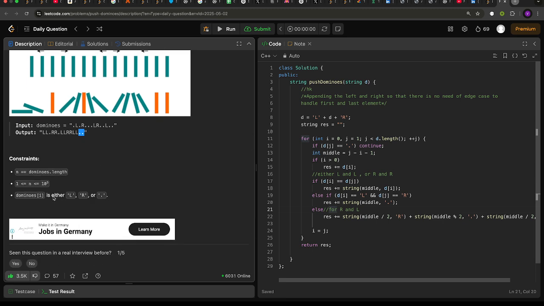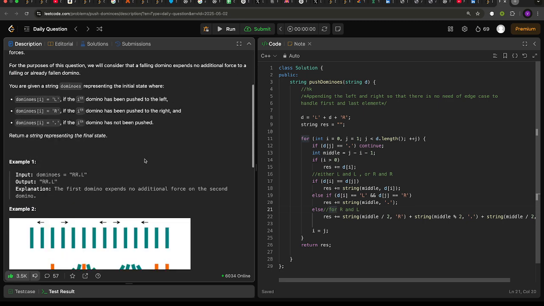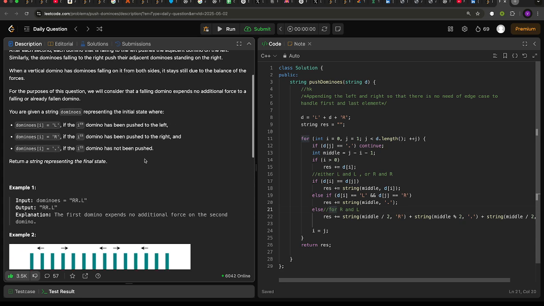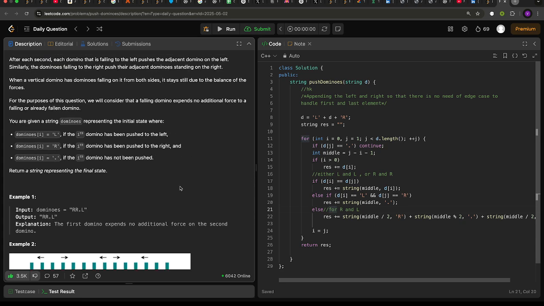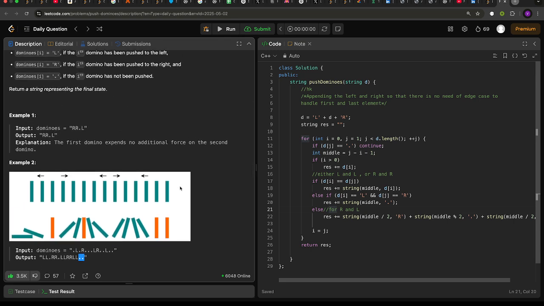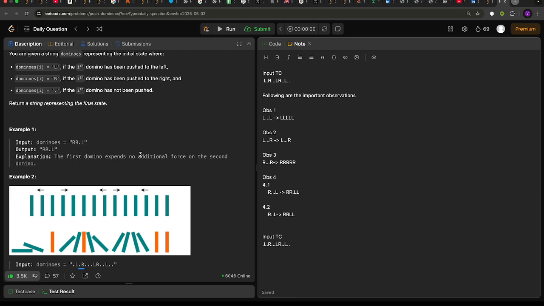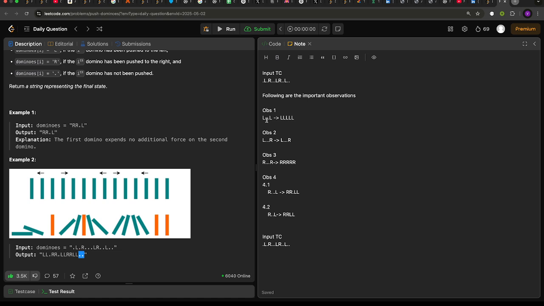Let's see the constraints. It is 10 to the power 5. So we can't use a brute force approach, otherwise it will give us TLE. So we have to think of a big O of n log n or big O of n time approach. So over here, we need to make some observations. Okay. So these are a few observations. Observation one is, if the dot dominoes are surrounded by left-pushed dominoes on the left side and right side.